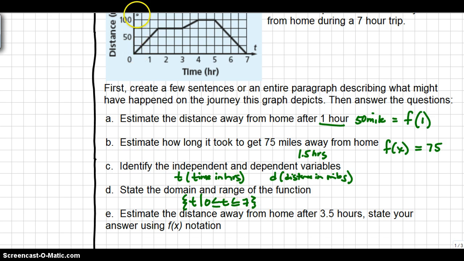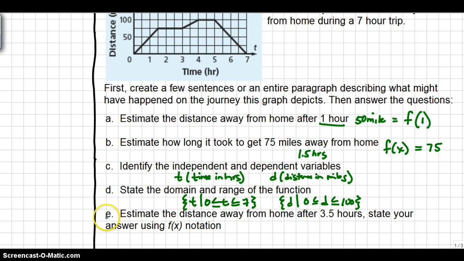And then for the range, very similarly there, the furthest distance they get away from home is 100 miles. So for that we would do squiggly bracket for d such that d is between 0 and 100.